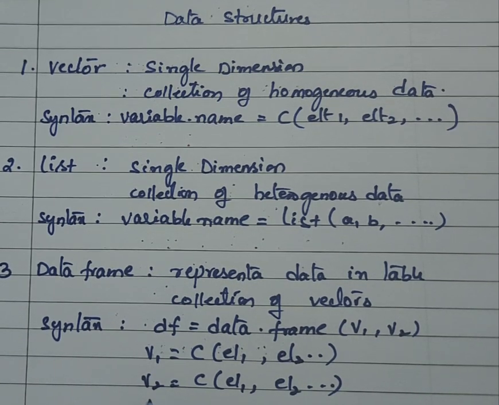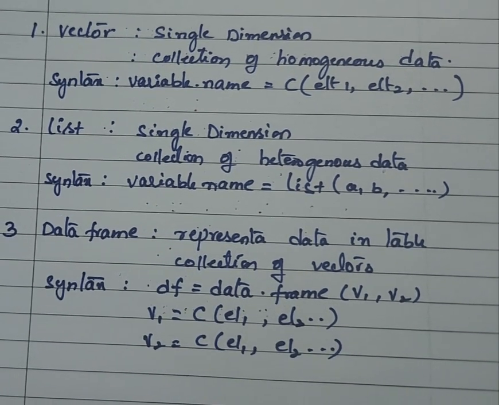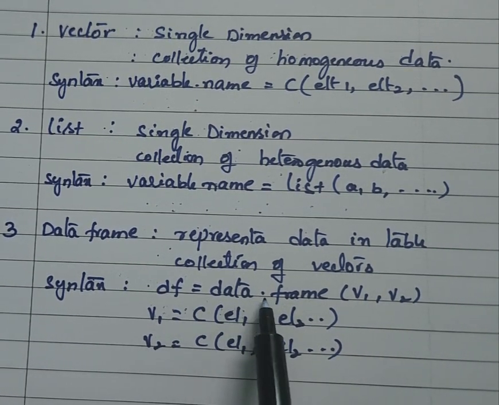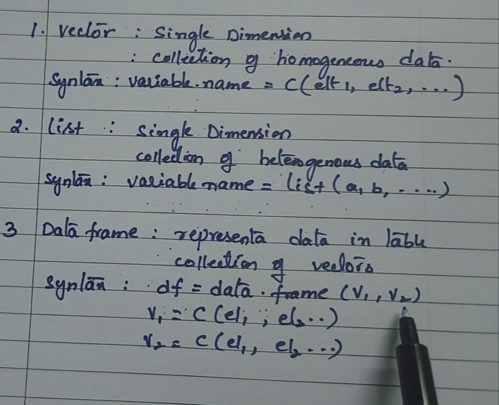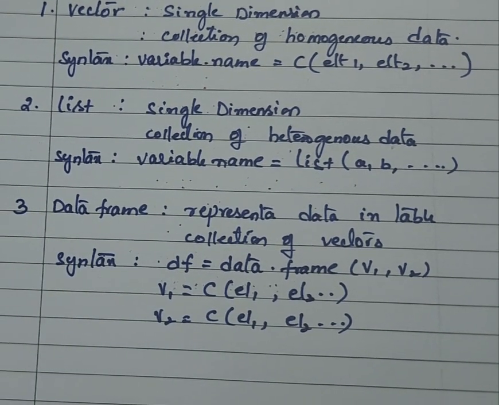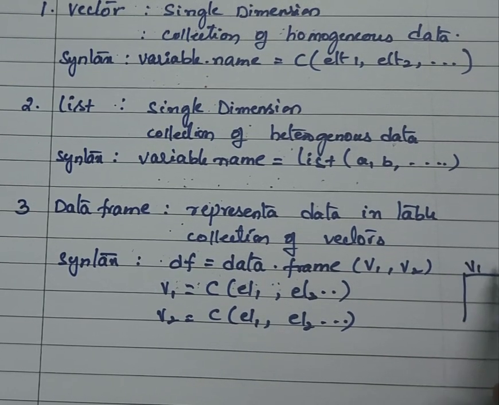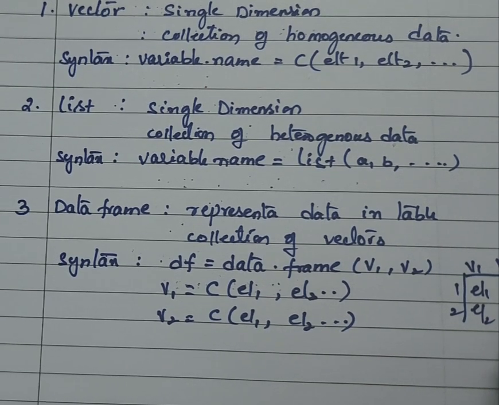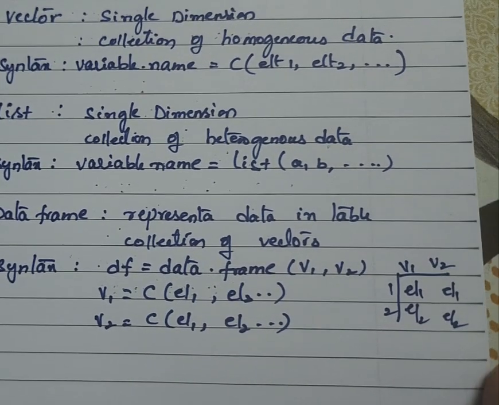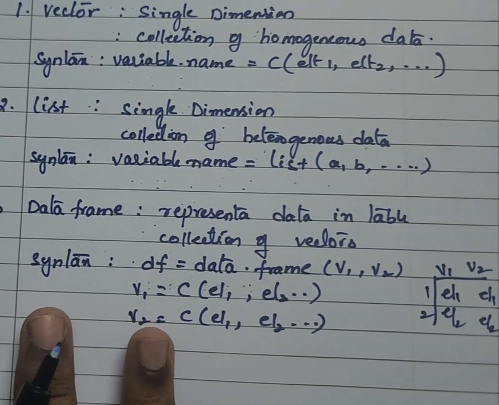Here v1 is a vector and v2 is a vector. So a data frame is a collection of vectors. So df is equal to data dot frame of v1 and v2. The result of this data frame is in the form of a table. That means we will get the output as v1, v2, 1, 2, element 1, element 2, element 1, element 2, like this.